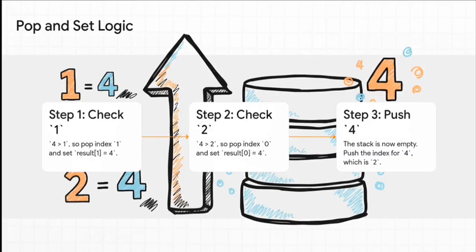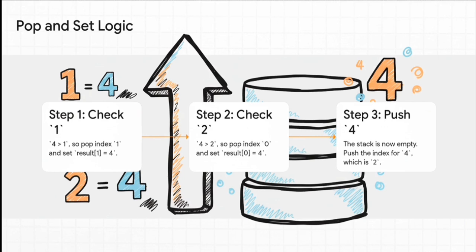Okay, so we're looking at 4. We peek at the top of our stack. The index is 1, which represents the value 1. Is 4 bigger than 1? Absolutely. This means 4 is the next greater element for 1. So we pop index 1 and we set result 1 equal to 4.